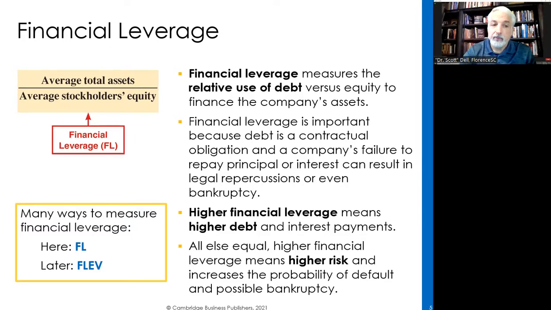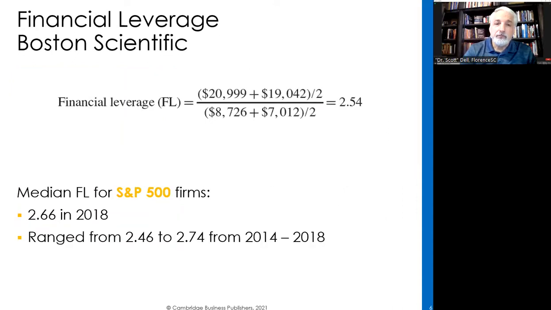High financial leverage means higher debt and, as we just said, interest payments, and equals higher risk, probably a default and possible bankruptcy. To go a little bit further, let's look at our Boston Scientific, cool company. We're now taking our averages. Now, what went here? Remember, we had our average assets, and then we had our average equity. So 2.54. Is that good or bad? Again, it's a relative term. All these ratios, all these numbers are worthless when standing alone.